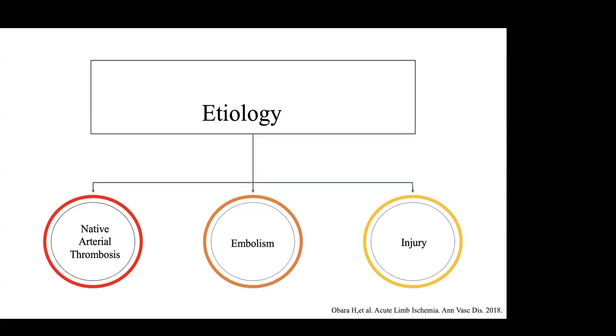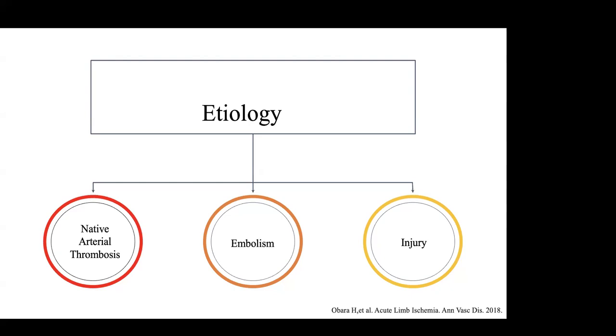The incidence of acute limb ischemia is around 1.5 cases per 10,000 persons per year. Acute limb ischemia is also defined in a period of 2 weeks after the onset of the acute event, and beyond 2 weeks, this is considered to be chronic lower limb ischemia. The etiology broadly can be divided into native arterial thrombosis, embolism, and injury.